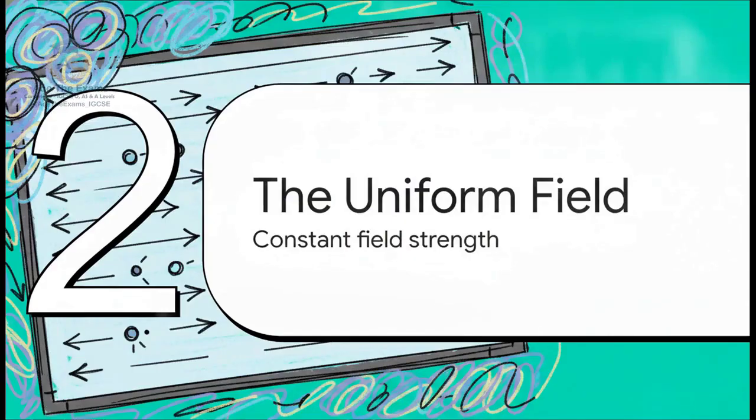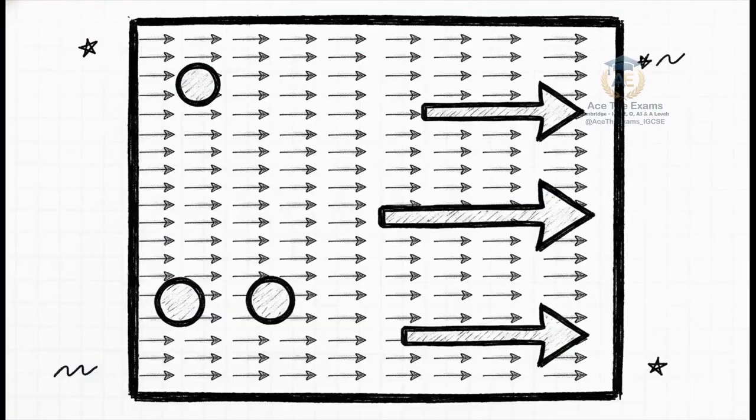Moving on to Section 2, the uniform field. Let's shift our focus from abstract, messy fields to a highly specific, carefully controlled physical environment. Enter the uniform field. By definition, a uniform field is a region where the electric field strength is exactly the same at all points. What does that mean for your exam paper? It means predictability, absolute consistency. In this special type of field, the force experienced by a specific charge is completely identical no matter where it happens to be placed within that zone. Top, bottom, dead center, the field pushes or pulls with the exact same intensity everywhere.